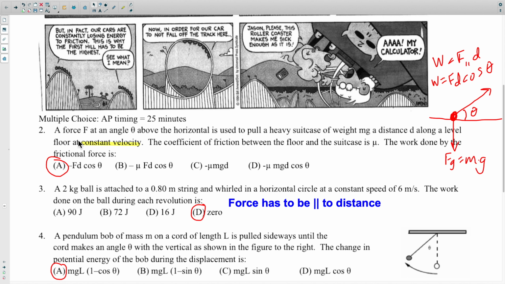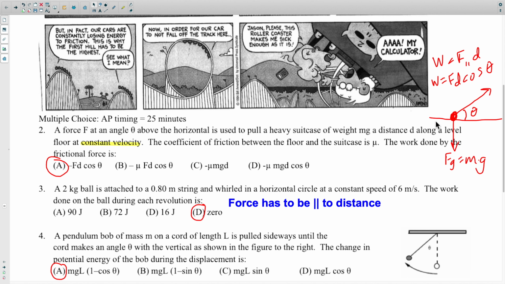A force F at an angle theta above the horizontal is used to pull a heavy suitcase of weight mg, a distance d, along a level floor at constant velocity. The coefficient of friction between the floor and the suitcase is mu. The work done by the frictional force is what?